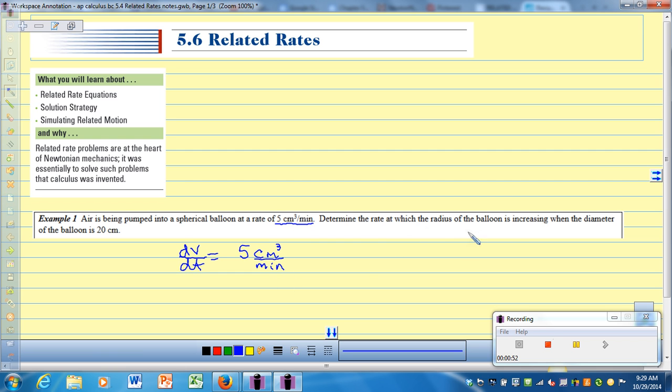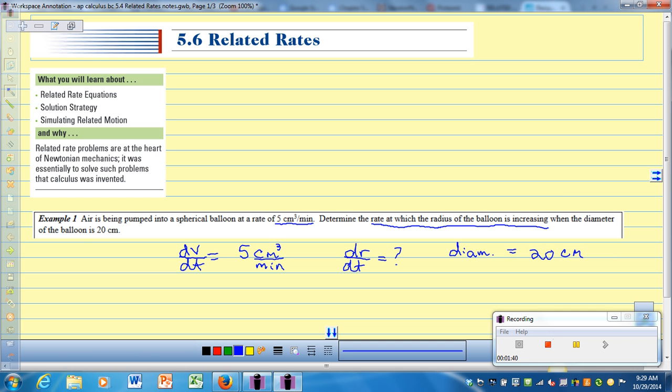Okay? So that's the rate of change of volume with respect to time. Determine the rate at which the radius of the balloon is increasing. If I wrote the derivative of volume with respect to time as dV/dt, then what am I looking for here? The rate at which the radius of the balloon is increasing. dr/dt is what we're looking for. Good. When the diameter of the balloon is 20 centimeters. Diameter equals 20 centimeters. Okay.